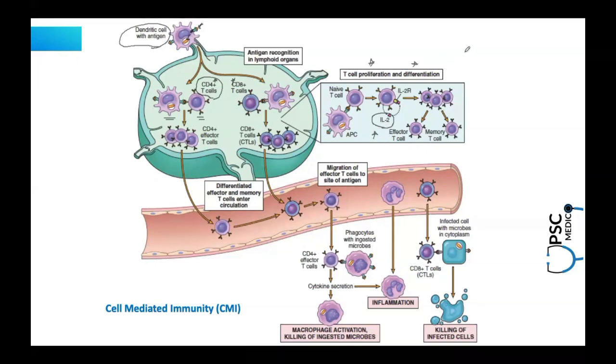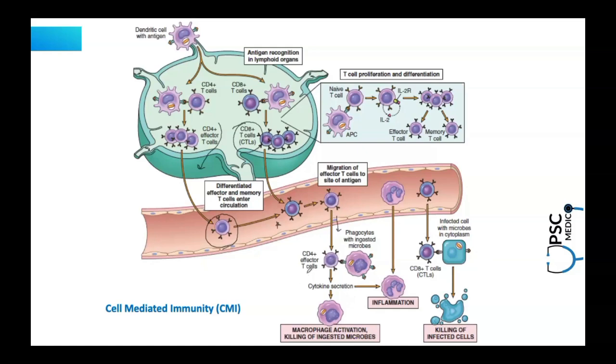Whenever proliferation occurs, two kinds of cells are released. One is the effector T cell, which actually has an effect, and one is the memory T cell, which is stored so that at a later point of time, whenever there is a superimposed or sudden infection, the memory T cells are ready to act. These differentiated cells, be it a CD4 effector cell or a CD8 T cell, whenever they enter the blood circulation, they cross the barrier and go to the site of infection or inflammation.